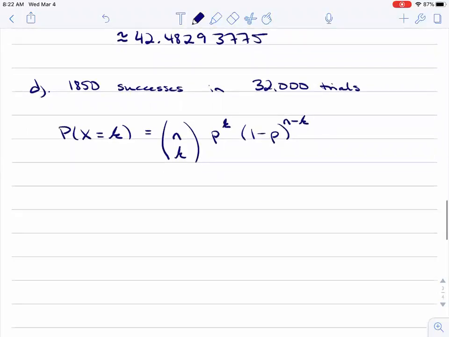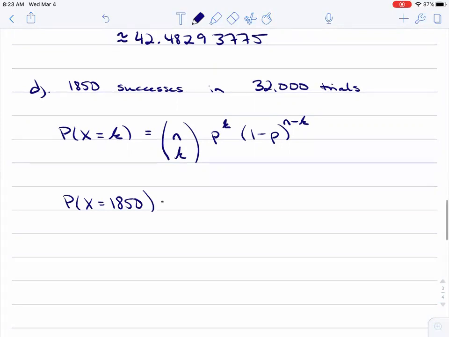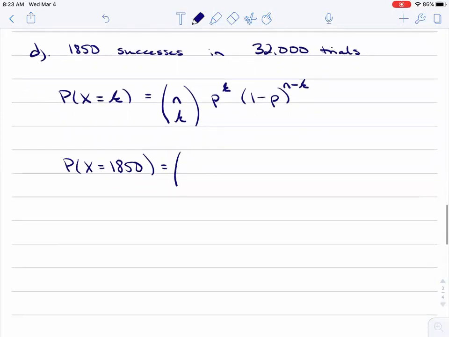Okay, so now we want the probability that X, which is the number of successes, is exactly 1,850. So wherever we see a K now, we're going to replace it with 1,850. Okay. N is 32,000. K is 1,850.